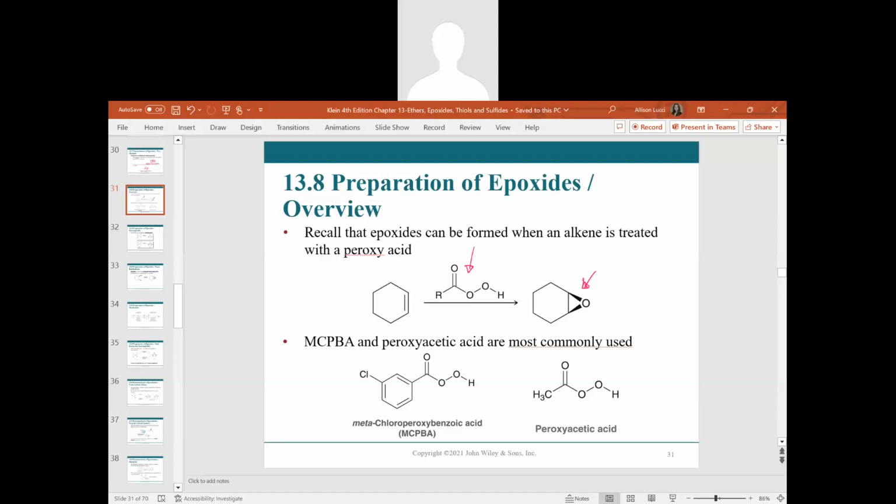So this is one route for creation of epoxides from alkenes, and this is a cyclic alkene specifically here. The most common peroxy acids that are used, you're going to see this MCPBA, abbreviated for metachloroperoxybenzoic acid, and also we have peroxyacetic acid, right? Just those two carbons here. So these are the most common, and these can both be used to form epoxides with alkenes.